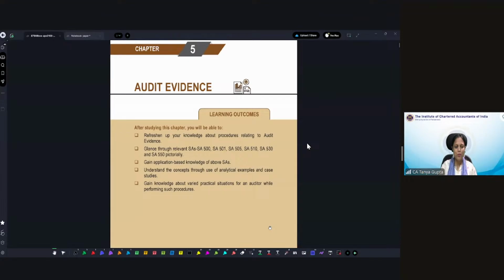Now, many of you might feel we have already studied this chapter at intermediate level: SA 501, 505, 510, 530, and 550 earlier. You already know what audit evidence is. It is no longer about knowing what the audit evidence is. It is about how to apply it in practice.